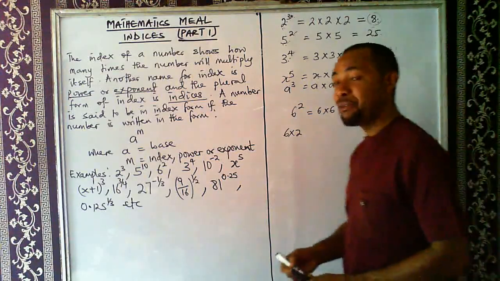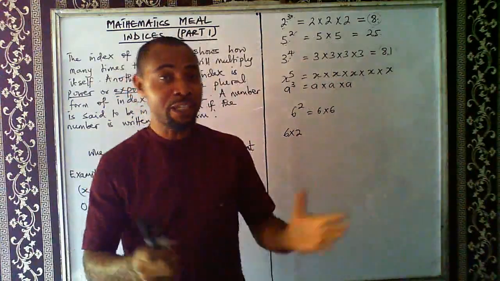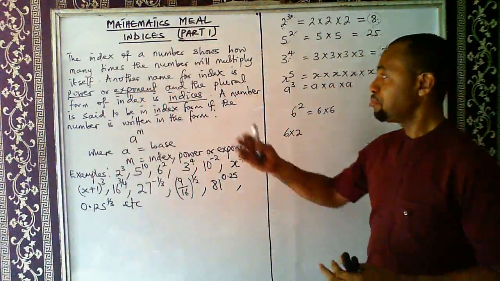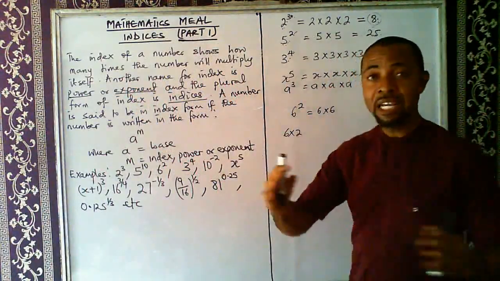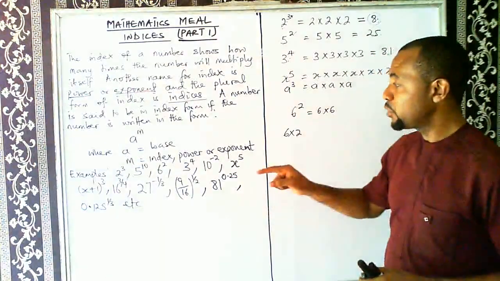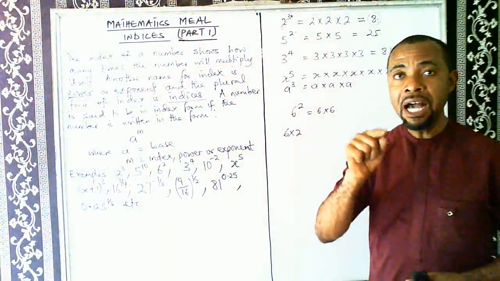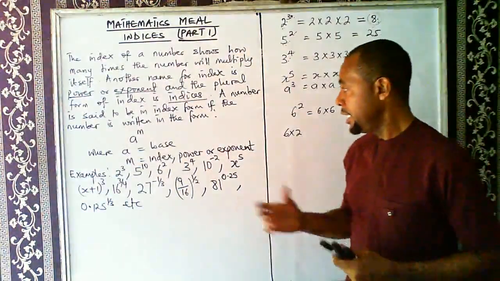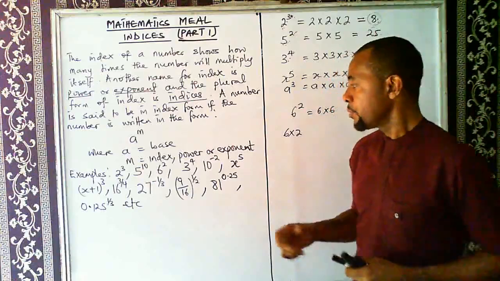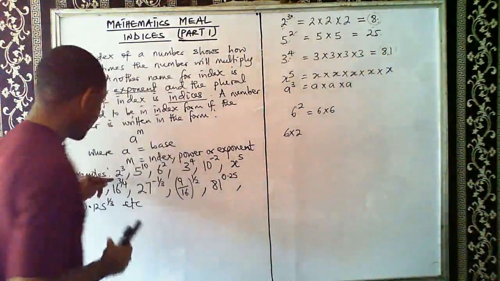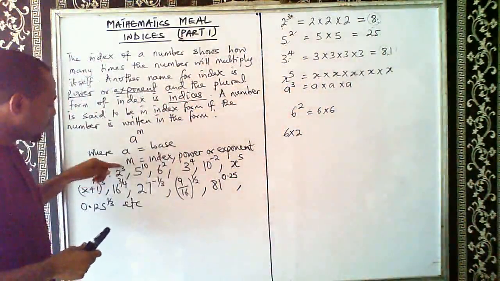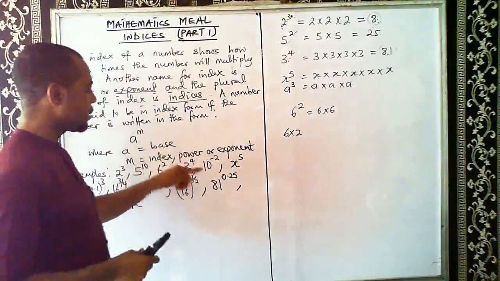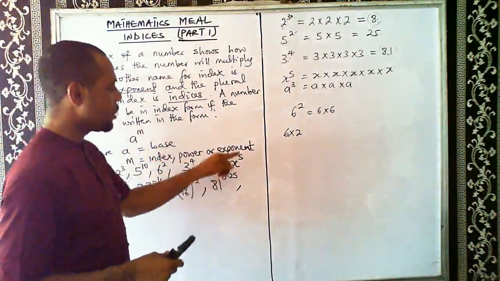Don't mind me. I believe that so far the concepts of indices, exponent, and power are now very clear, and you are able to identify the base and the power in a given index number. So if we go back here, is this the base, this is the power, this is the base, this is the power, this is the base, this is the power.